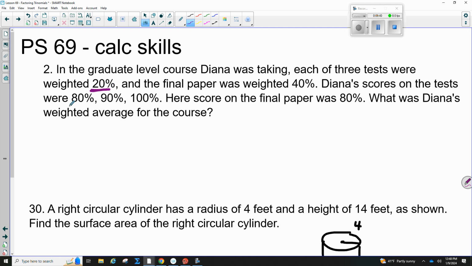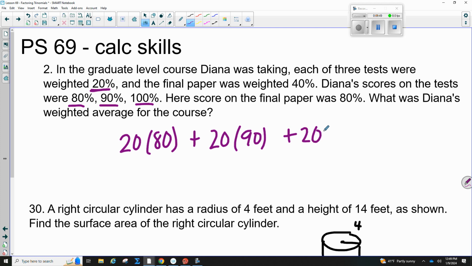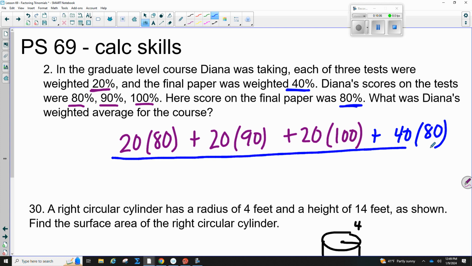So you're going to do 20 times 80 plus 20 times 90 plus 20 times 100. All right, so each of those were weighted 20. And then her final paper right here was weighted 40, and her score on that was an 80%. So we're going to do the weight times her score. And then we divide by the total weight. So as long as you put the weight first, it's all the numbers in front, okay? Which happens to be 100.